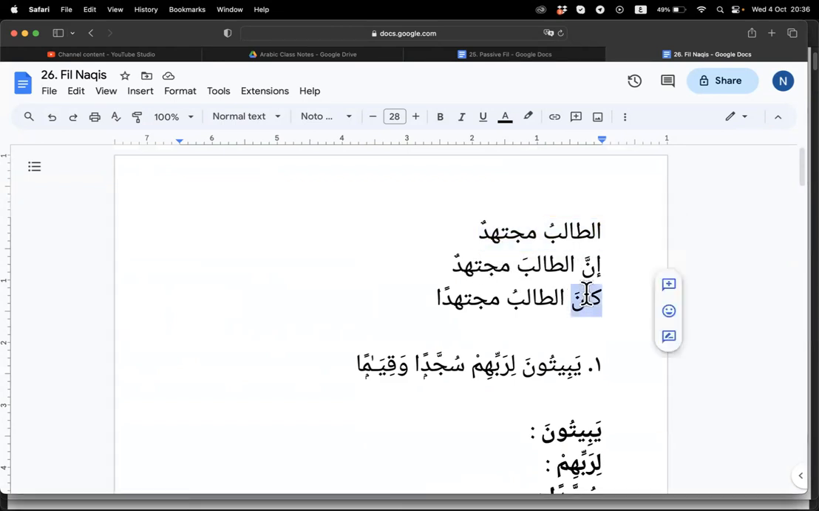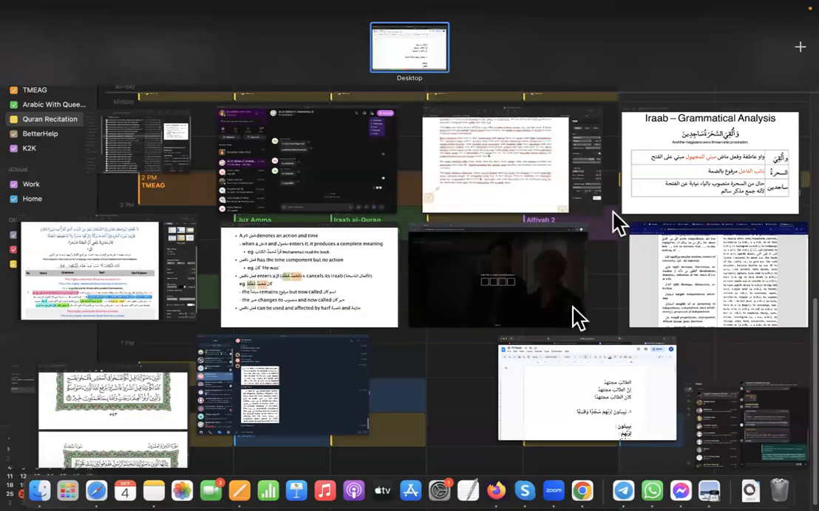This one makes it a past tense: the student was hardworking. Understand? So you have to remember this. Basically when it's kana, we need to find ism kana, khobar kana. It looks like fa'il and maf'ul, but we call it ism and khobar. Okay, clear?